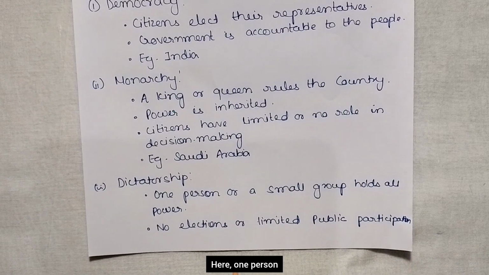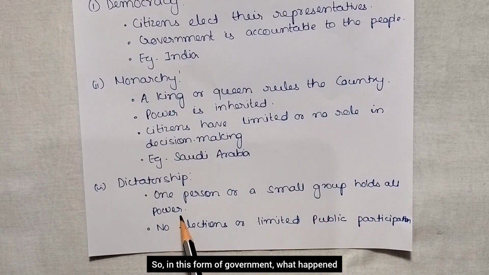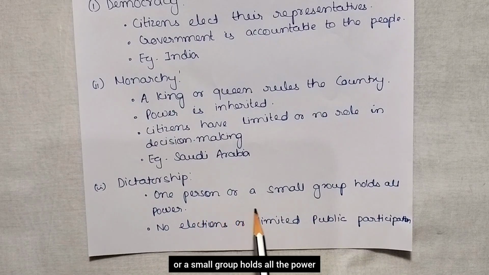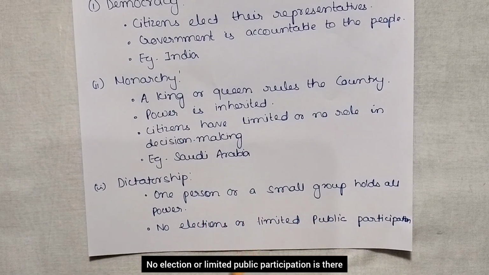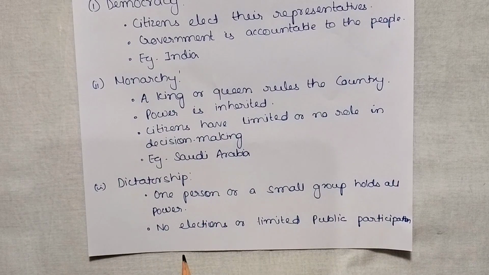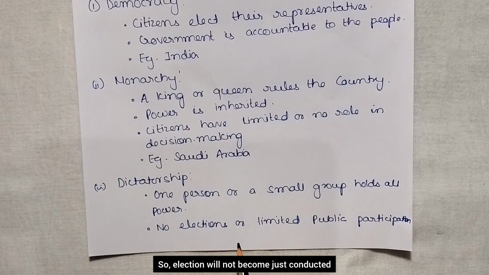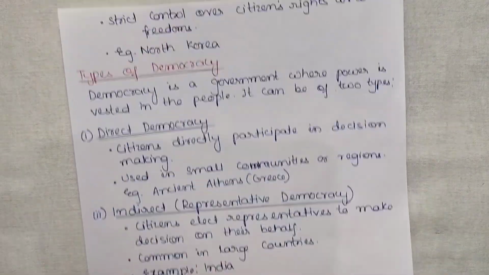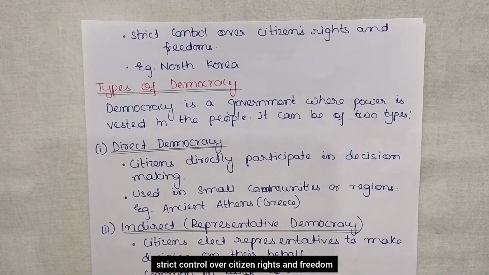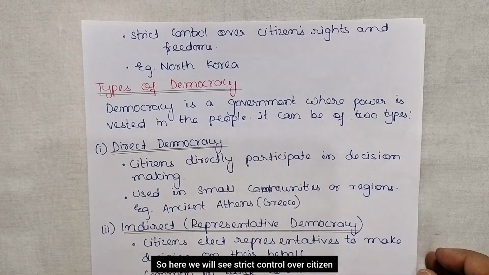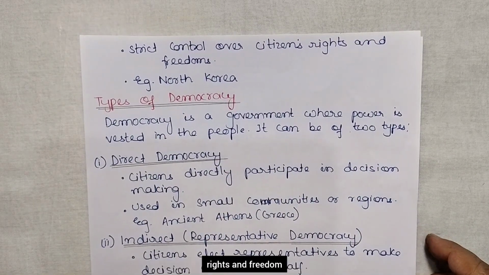Third one is the dictatorship. Here, one person or a small group holds all power. So, in this form of government, either one person or a small group holds all the power. No election or limited public participation is there. So, elections will not be conducted, or limited public participation will be there in this form of government. There is strict control over citizen rights and freedom.